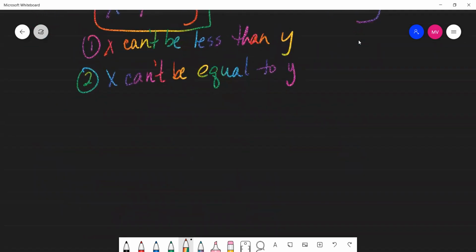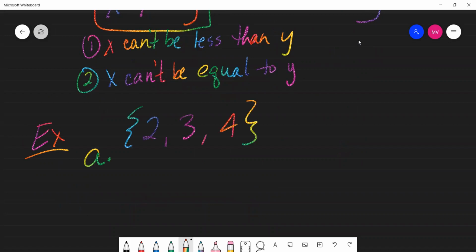So example 2 is big. Let's just work through this. Example 2A. It says for each inequality, determine which of the following are solutions, and they give you the set 2, 3, and 4. So A is: A plus 3 must be greater than 6.